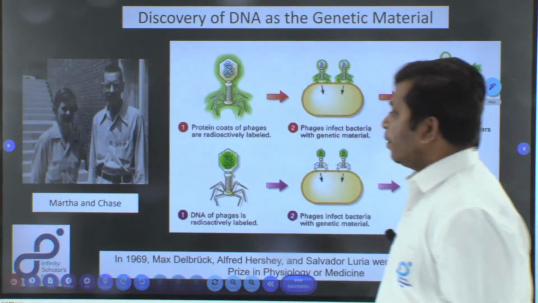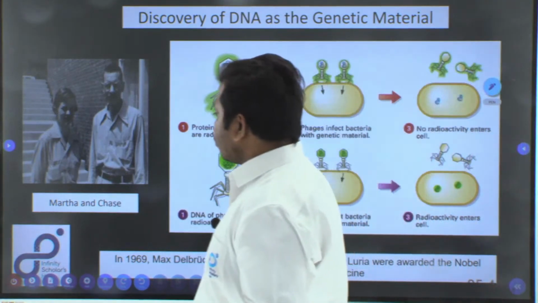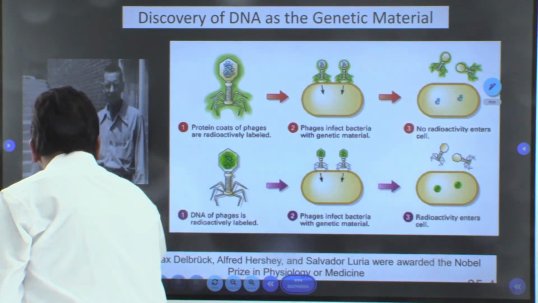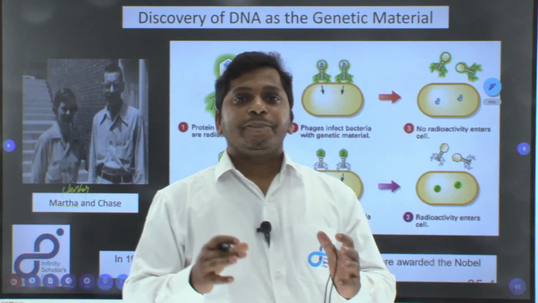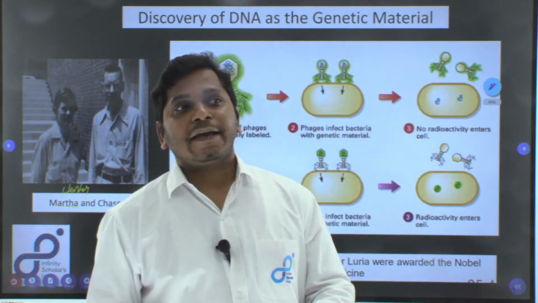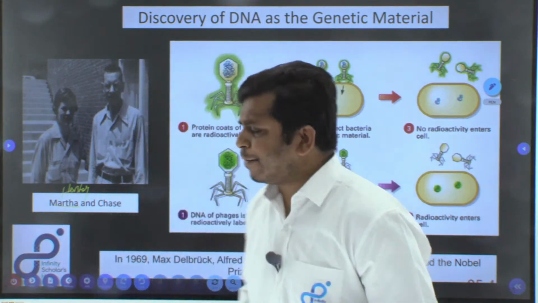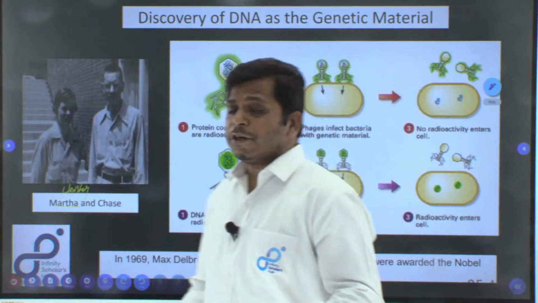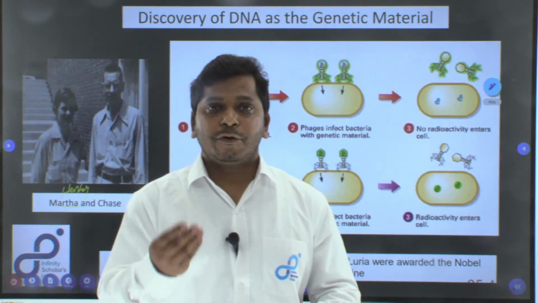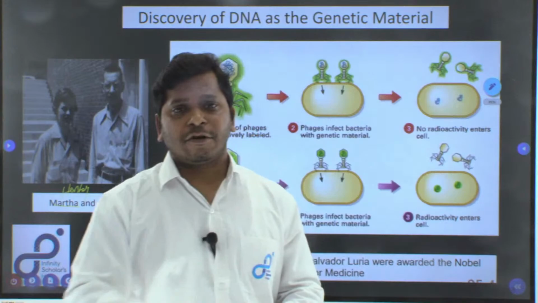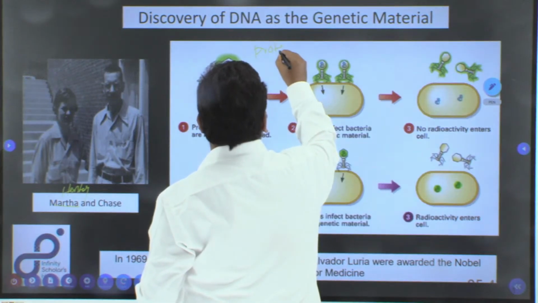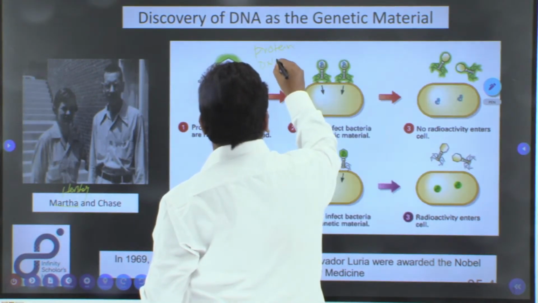But it was Hershey and Chase, sorry, not Martha and Chase, Hershey and Chase. For the first time, they proved that DNA is the genetic material. For proving that, they took bacteriophage as the model organism. Why bacteriophage, not any other organism? Because any other organism is very, very complex. For example, a bacterium contains proteins, sugars, lipids and so many other components. Whereas what is the composition of a bacteriophage? It has only protein and what else? It has only DNA. Only 2 things.